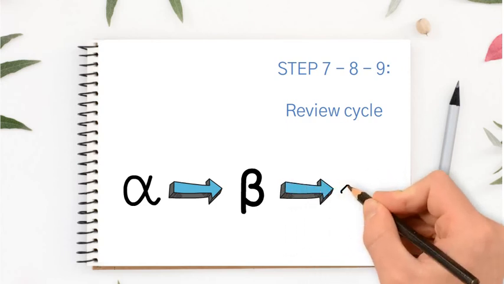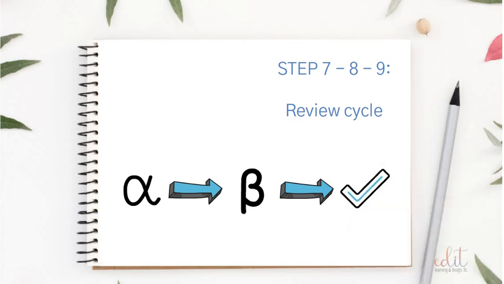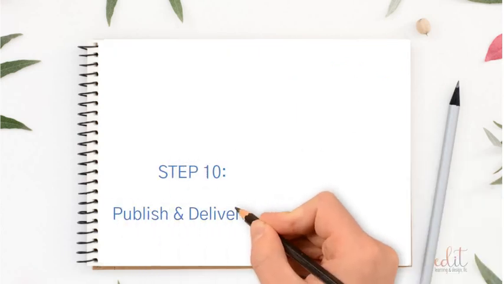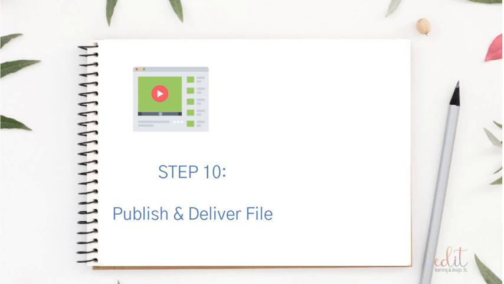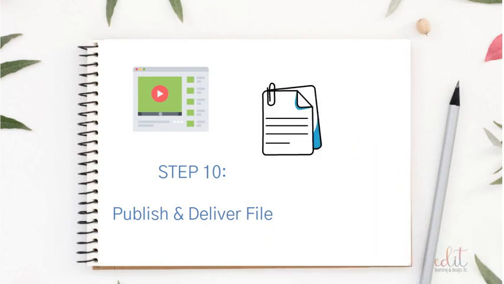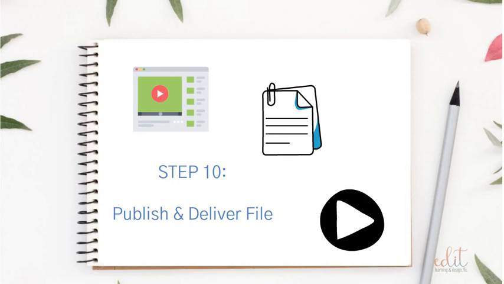Final sign-off is the last step of the review cycle. At this point, the video is ready to be published. Once final sign-off has occurred, the designer will publish the files. They will produce any documents or storyboards that were used, and they will deliver them to you. If you are using a learning management system that requires an executable file, this will also be delivered.